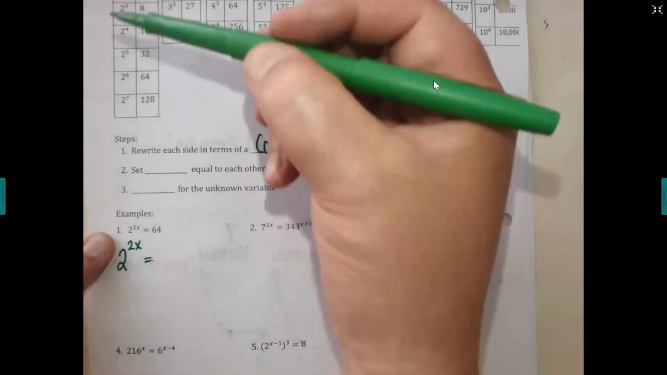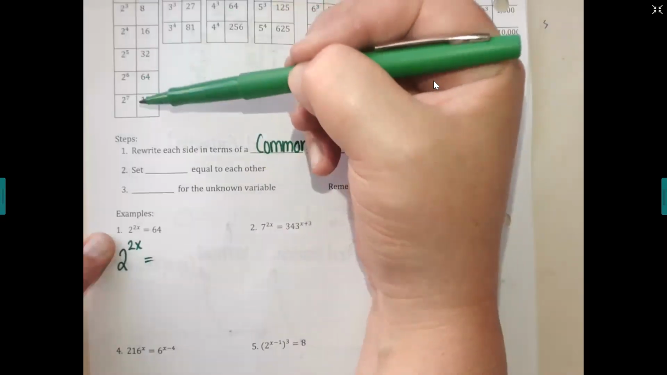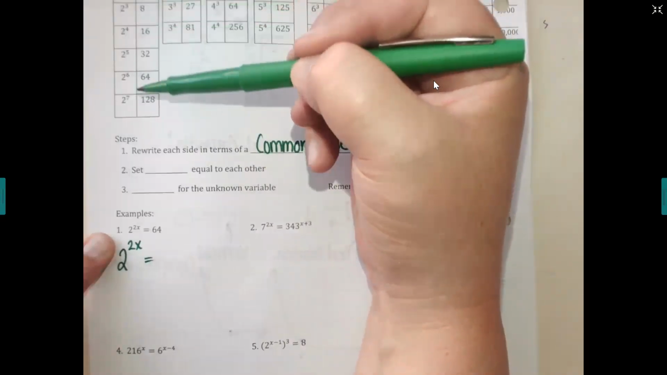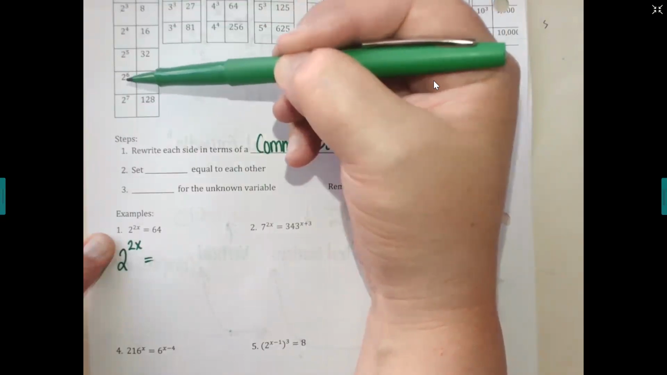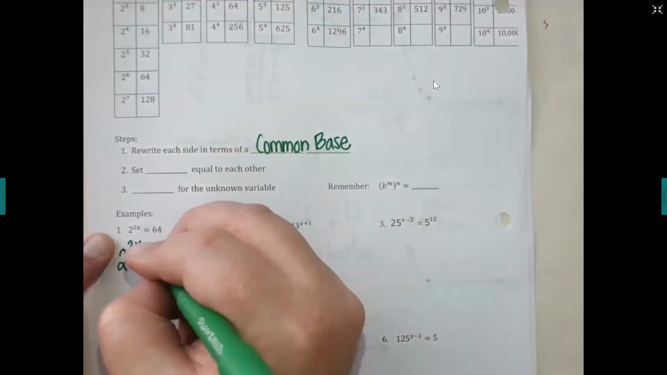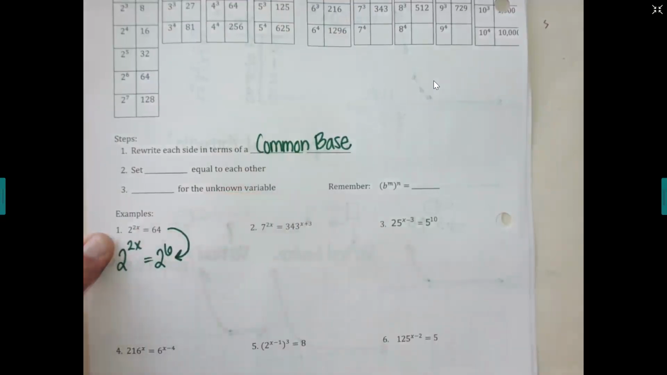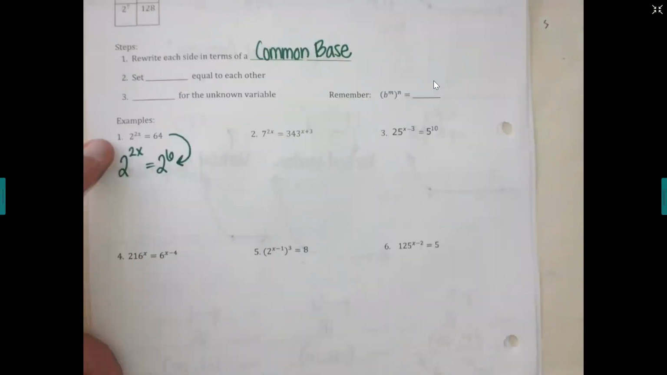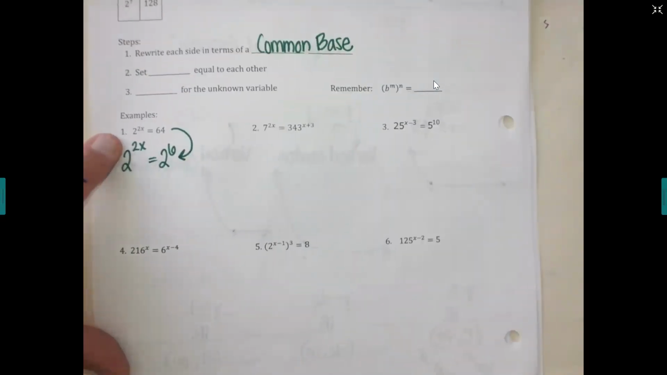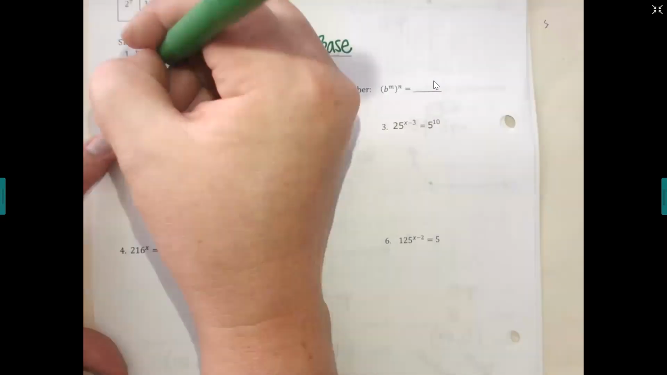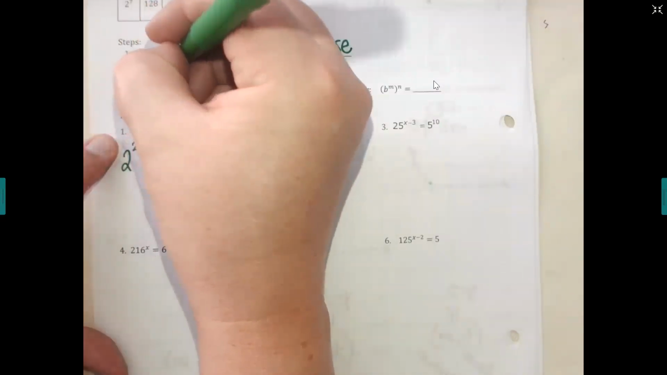So look in your 2's chart. Do you see 64? Yes. What is 64 equivalent to? 2 to the 6. So I'm going to convert that 64 into a 2 power. Everybody good to there? From there, you're going to set the powers equal to each other.